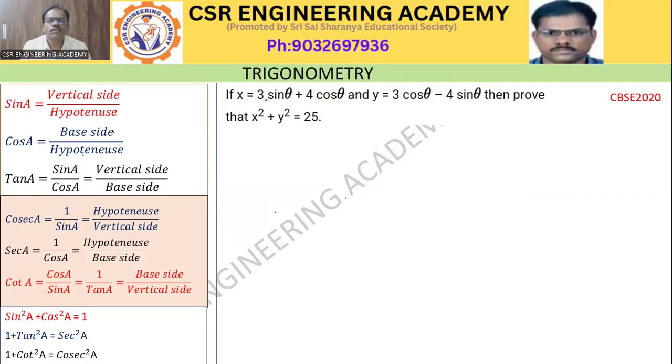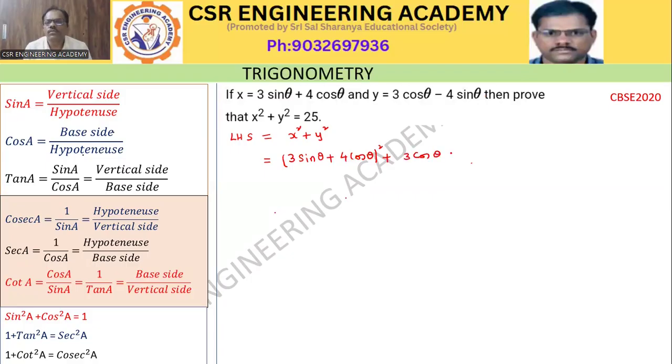If x is equal to 3 sin theta plus 4 cos theta and y is equal to 3 cos theta minus 4 sin theta, then prove that x square plus y square is equal to 25. LHS: x square plus y square is equal to (3 sin theta plus 4 cos theta) whole square plus (3 cos theta minus 4 sin theta).